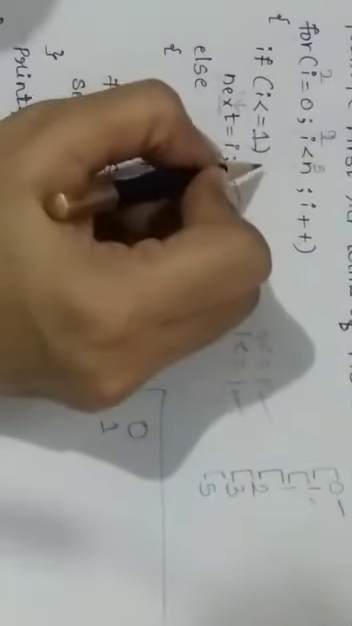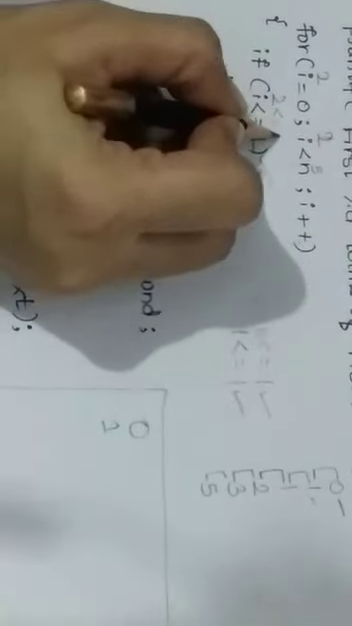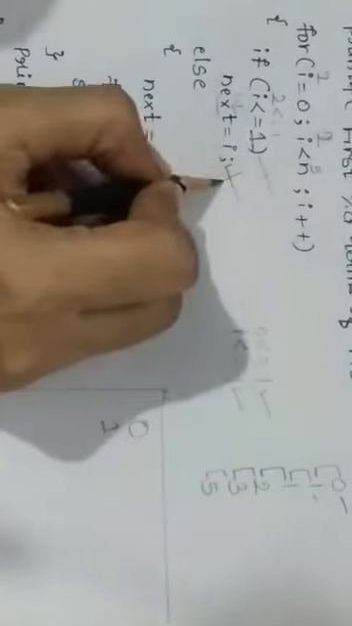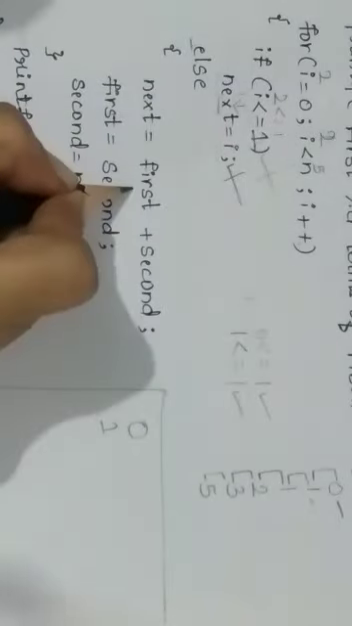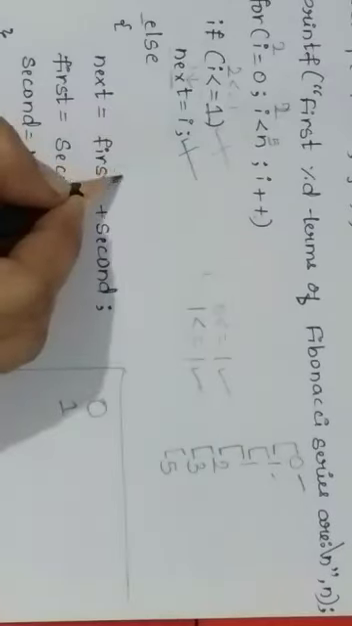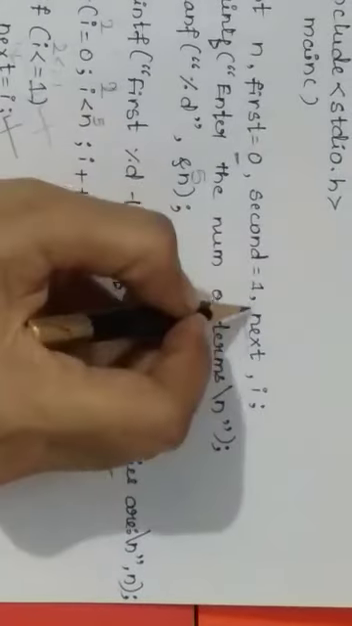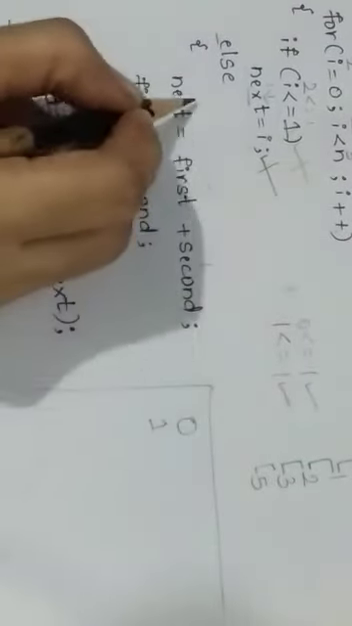Again it comes in loop and checks for condition. 2 is less than or equals to 1? No, condition is false. So it will not execute this statement. It comes to else part. So what is first value? First value is 0 plus what is second value? Second value is 1. So sum of these two will be stored in next.